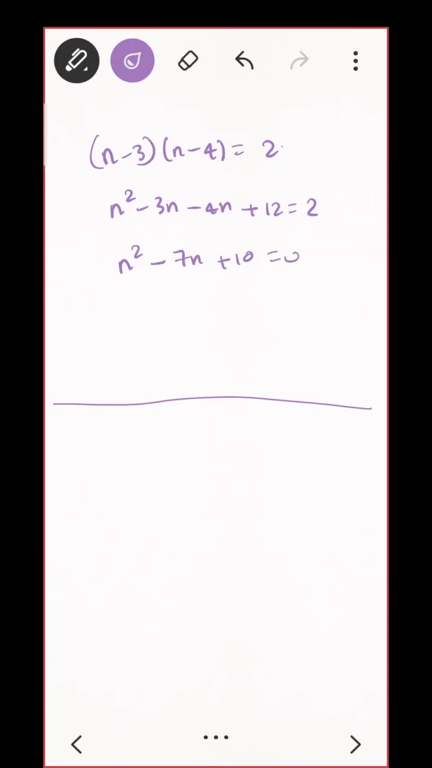What is the factor? Multiplication should be 10, addition is 7. 5 into 2. Very good. Yes. So you have n minus 5, minus 2, n minus 5 is equal to 0. You have two options, either n equal to 5 or n equal to 2. Correct?